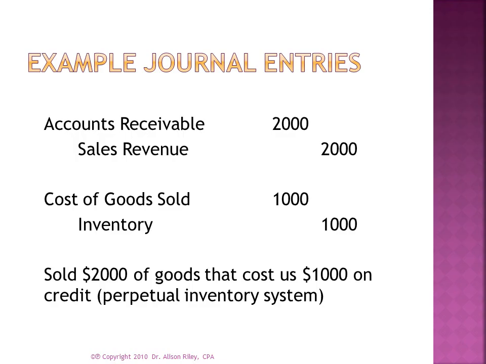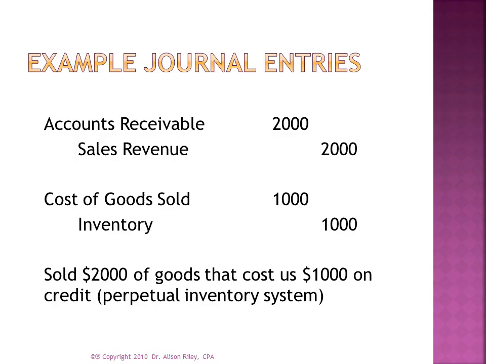By debiting this asset, accounts receivable, we record that accounts receivable have increased. The corresponding credit is to sales revenue, to record the revenue from the sale. In a periodic inventory system, this would be the only journal entry made at the time of the sale. Inventory would be adjusted at the end of the accounting cycle.